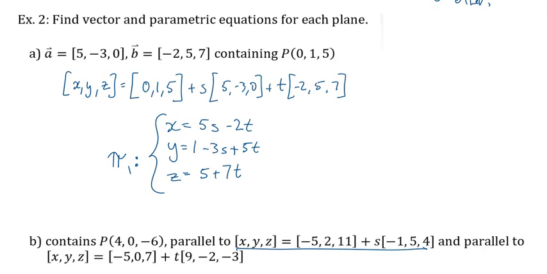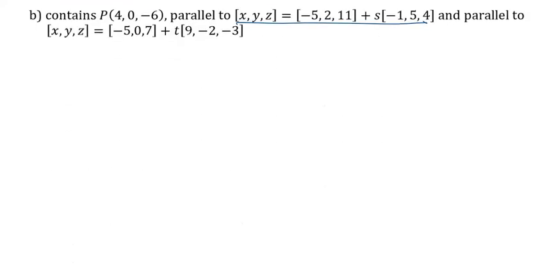So my position vector is going to be 4, 0, negative 6. My first direction vector can be negative 1, 5, 4. My second one can be 9, negative 2, negative 3. Okay, you shouldn't need my help to do this, so go ahead and write those.